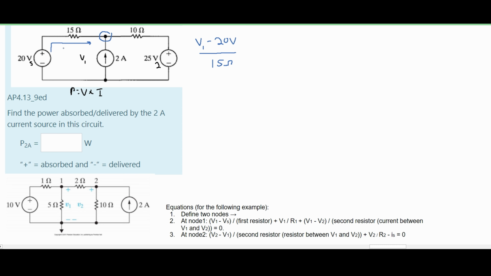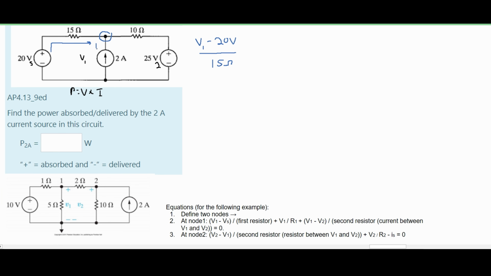The reason we have this is because our 15 ohm resistor and this part of our circuit right here are in series. And when they're in series, that means the voltage is different. So we're going to take our voltage source and subtract our V1, and whatever voltage is left over after going over our 15 ohm resistor will be right here.